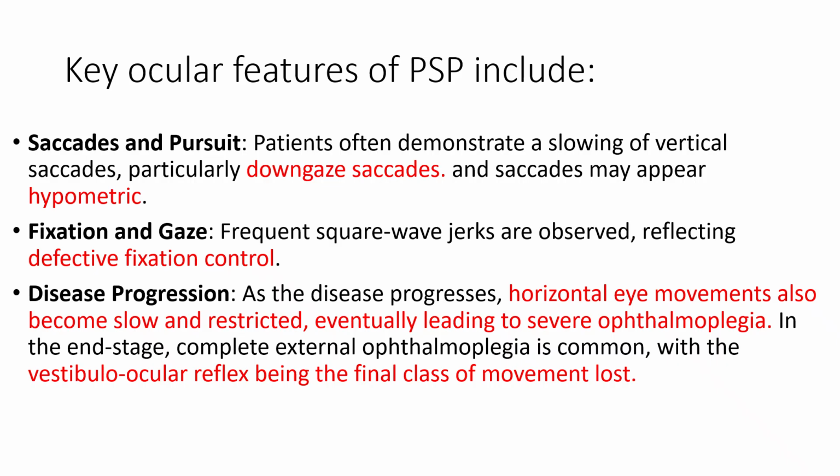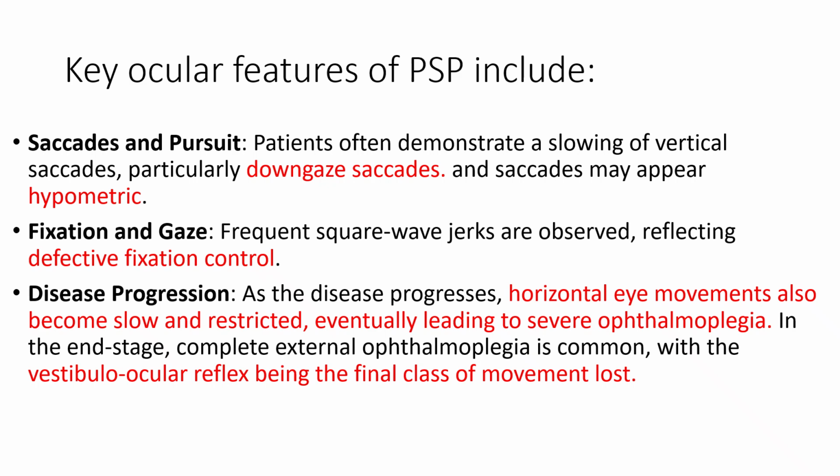Disease progression. As the disease progresses, horizontal eye movement also becomes slow and restricted, eventually leading to severe ophthalmoplegia. In the end, complete external ophthalmoplegia is common, with the vestibulo-ocular reflex being the final class of movement to be affected.